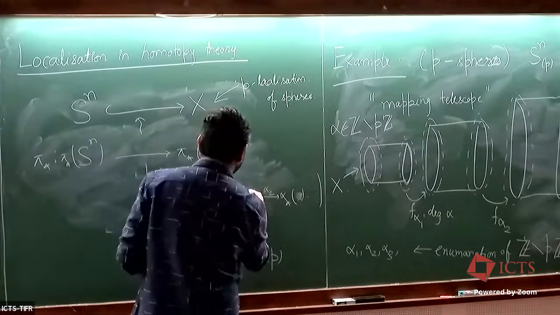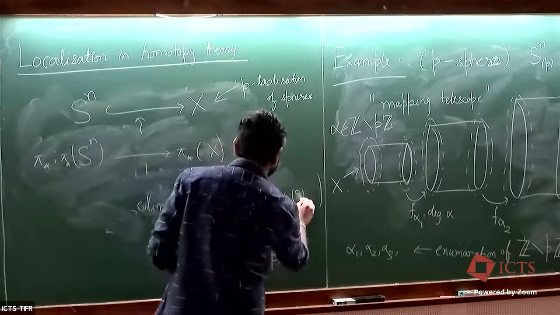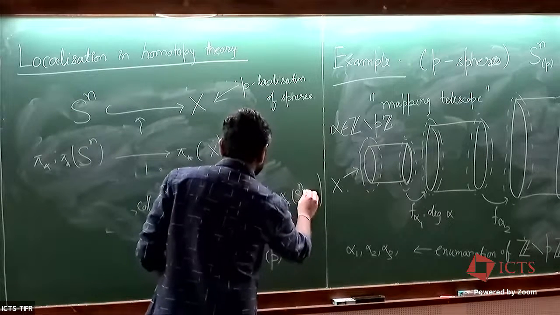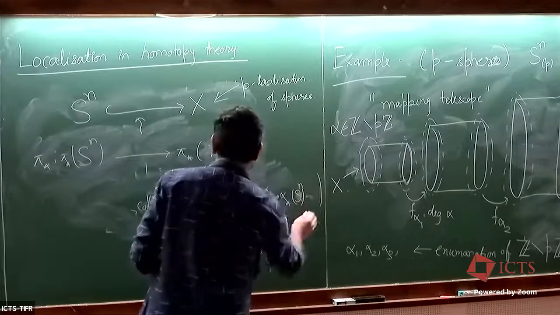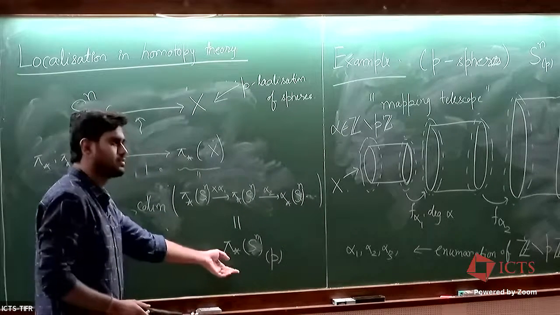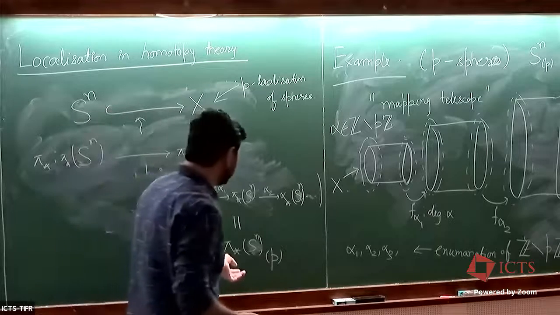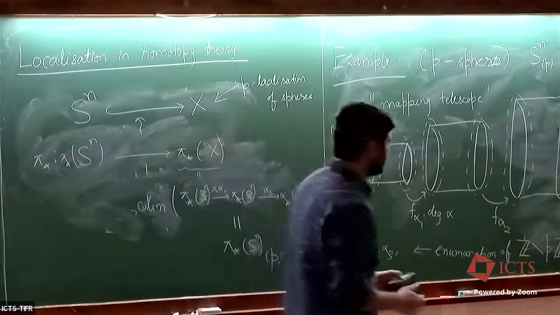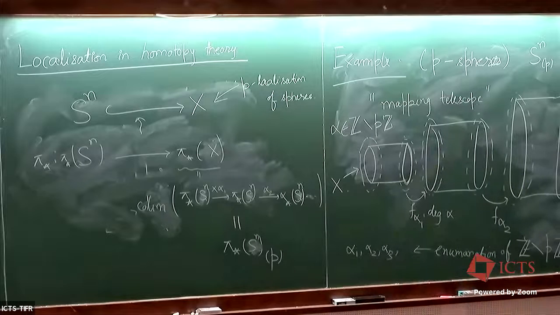This is pi star of S^n. Yes, this is the colimit of this diagram, and that is the P localization of pi star of S^n. And after we have these P local spheres, we can actually do P localization of simply connected CW complexes, skeleton by skeleton.